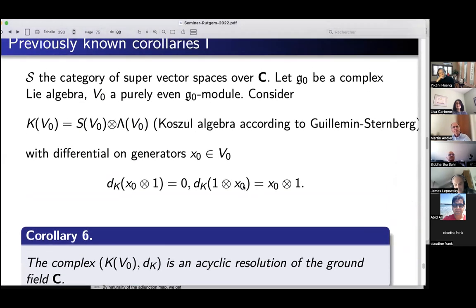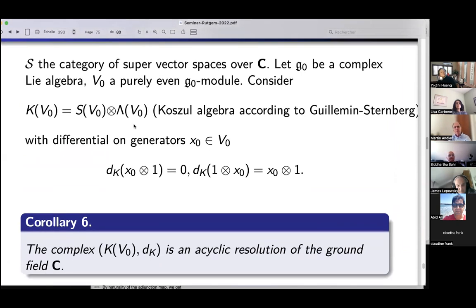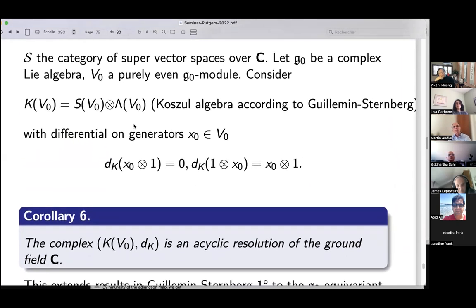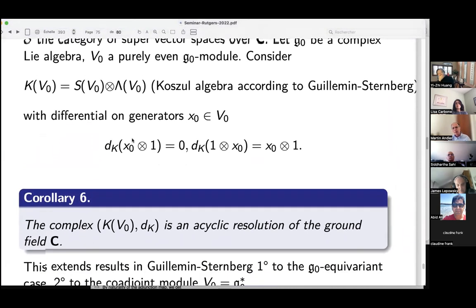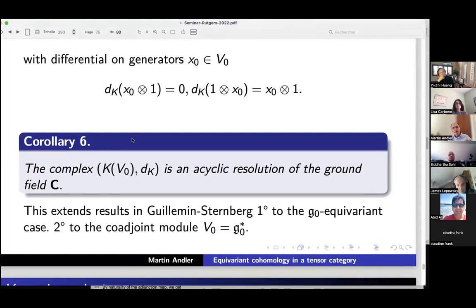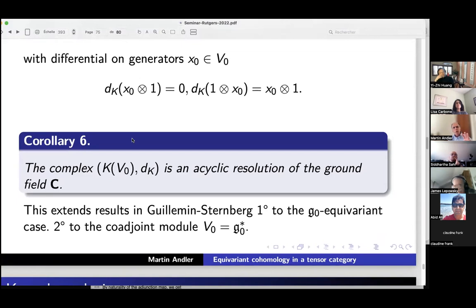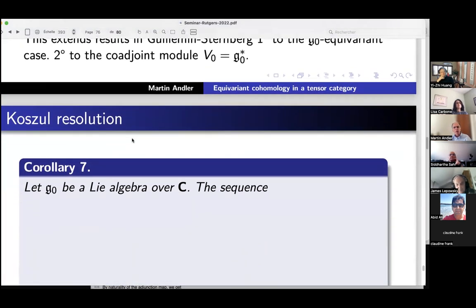maybe it's relevant to notice that K of V0 is then K of G star. So it's S of G star tensor lambda of G star. So this is called the Weil algebra, but in super terms, this is the symmetric algebra of the double of G star. So we're really close to the formalism in Cartan's work or in Guillemin-Sternberg's work.